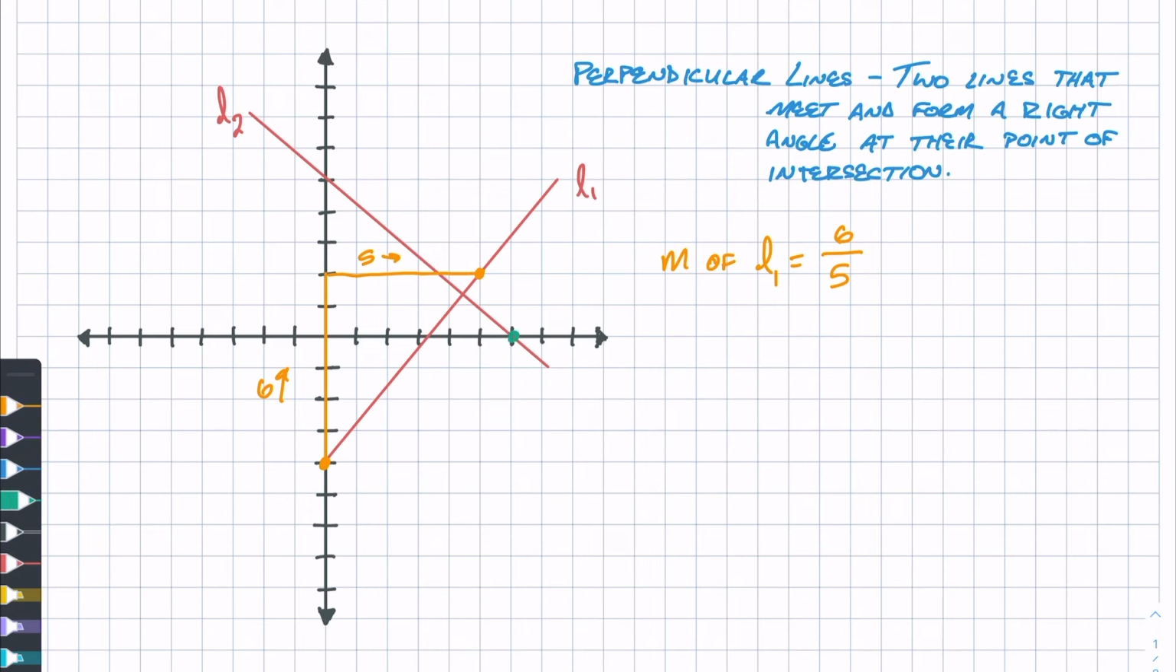Now, what about our other line? We've got this spot here and this spot here. We're going to go up 1, 2, 3, 4, 5, so that's 5 in the positive direction for our y. So the slope of L2 is equal to 5 in the positive for our y, and then we're going to go back 1, 2, 3, 4, 5, 6. So we're going backwards 6, 6 in the negative direction. If you look at these two results, we have what's called the opposite reciprocal.